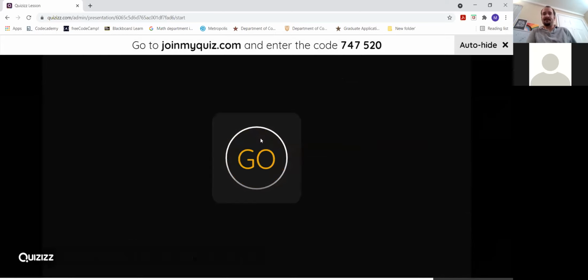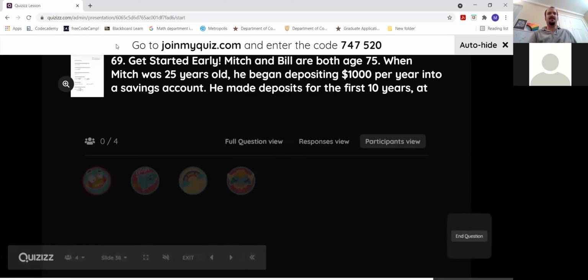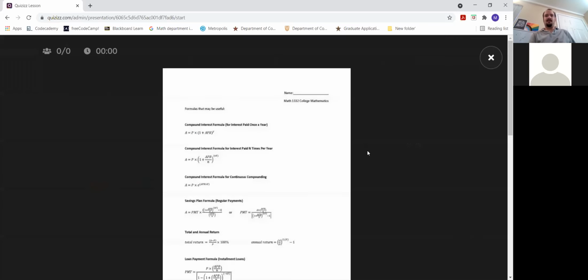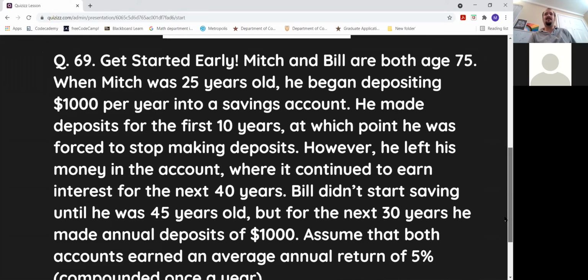Mitch and Bill. So this one has a few steps to it. Getting started early. So Mitch and Bill are both age 75. Mitch was 25 years old when he started depositing $1,000 per year. He got broke and couldn't keep doing that, so he deposited that for what, 10 years?